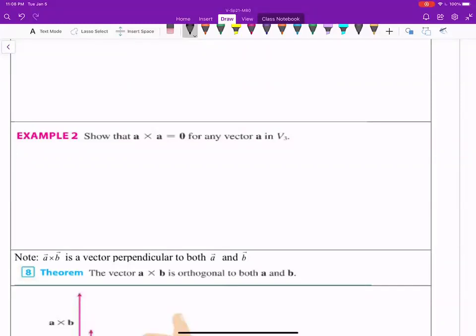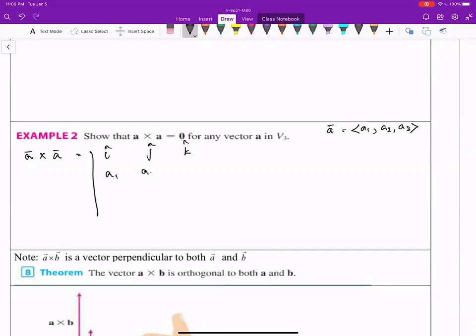Now, the next example, show that A cross A equal to 0. So, if you assume the vector A has components A1, A2, A3, then vector A cross A is a determinant ijk. Then the second row are the components of the vector A. Then third row is also components of vector A.